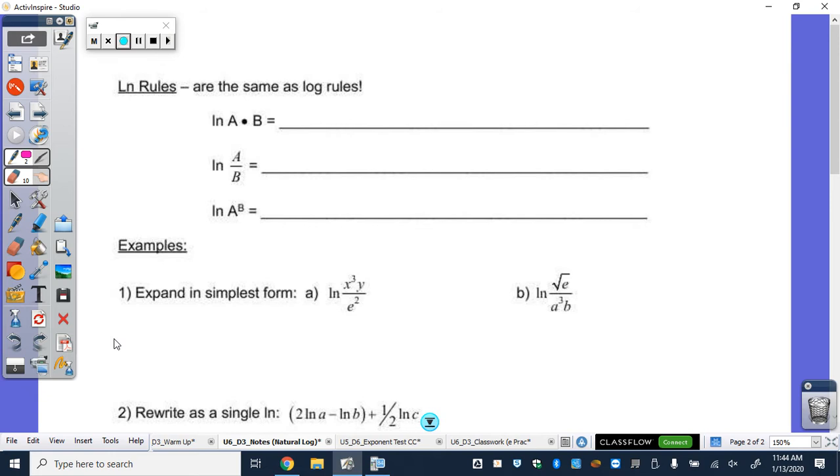Last class we went over 3 log properties, or rules if you will. ln has the same exact rules. So if you are multiplying 2 things together, that means you have to add their ln's. So ln of a times b would be ln of a plus ln of b. If you are dividing them, that means you subtract their ln. And then where do our exponents go? Down in front. That would be b times the ln of a. So all the same rules, just we're writing ln instead of log.